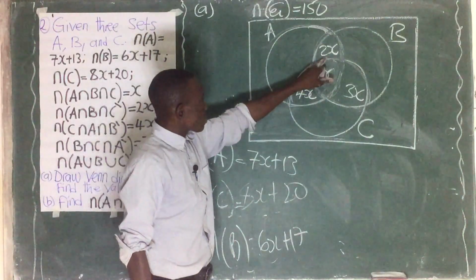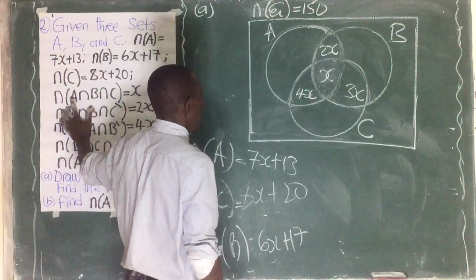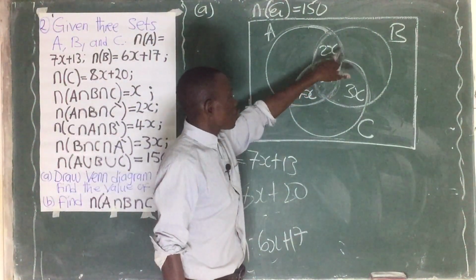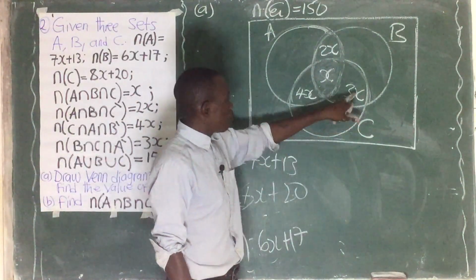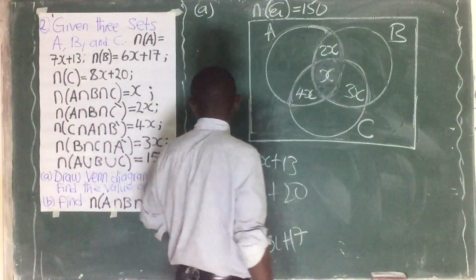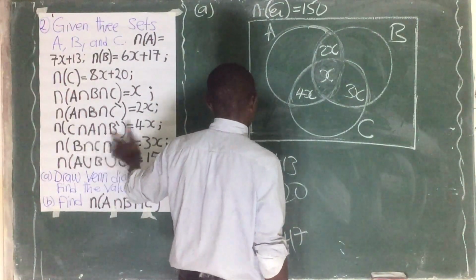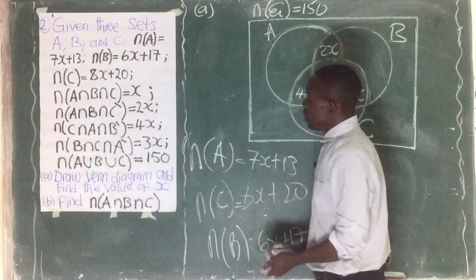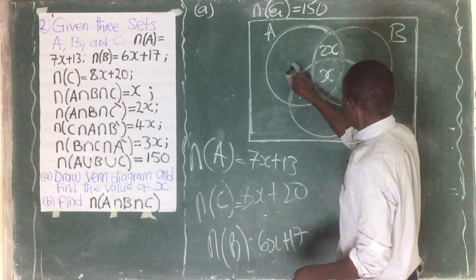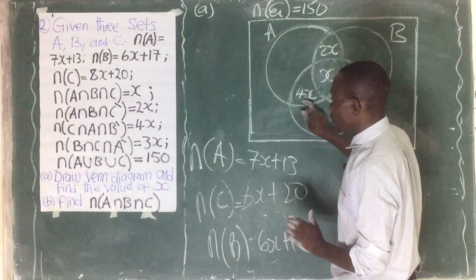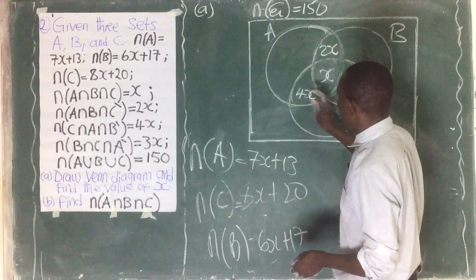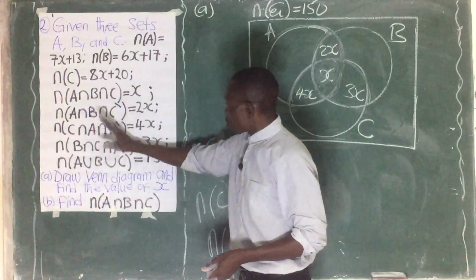So for the 2x, understandably, it's A intersection B only. For the 3x, we are talking of the B intersection C only. For the 4x here, it simply means we are talking of only A intersection C only. That is for A. So that's the way you can understand this one.